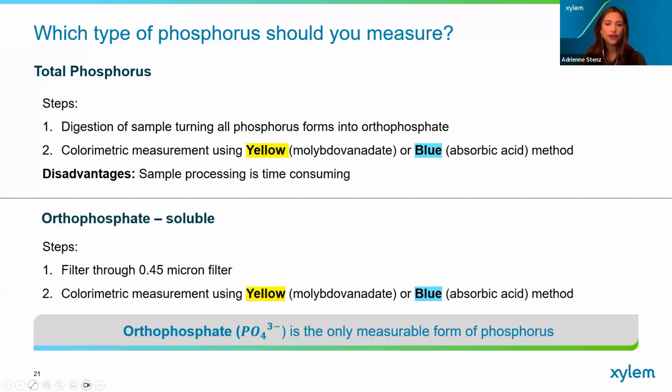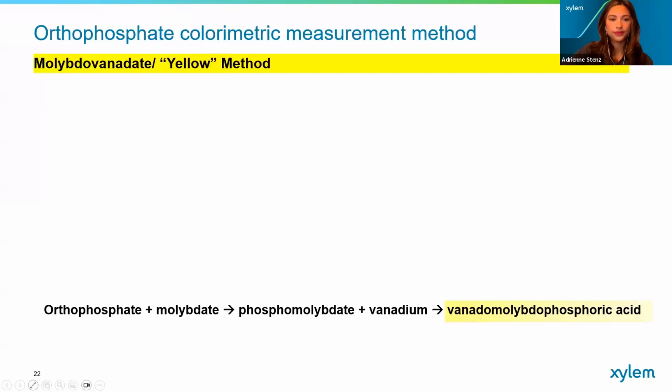Now, testing only for orthophosphate involves taking a filtered wastewater sample and measuring orthophosphate via the same colorimetric measurement method. This is an instant measurement that provides insight into the amount of reactive phosphorus in your system. So there are two colorimetric measurement methods for determining orthophosphate, the yellow method and the blue method.